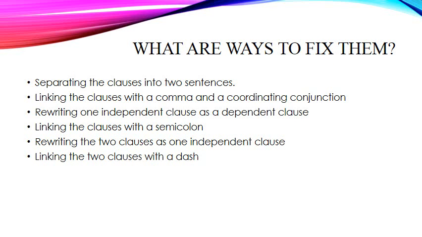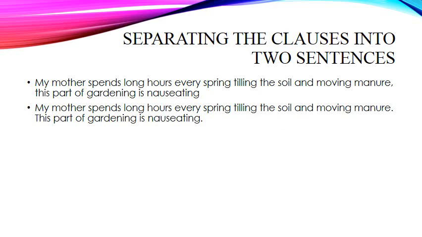These are ways that you can fix run-ons and comma splices. Here's an example of how you can separate the clauses into two sentences. Simply, you read the two sentences and find the subjects and verbs of each, then make them into complete sentences by putting a period.